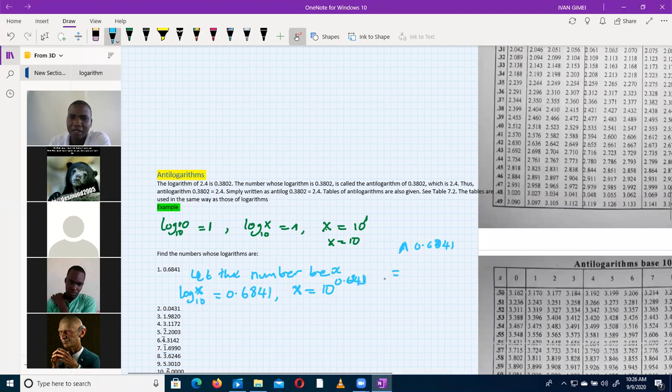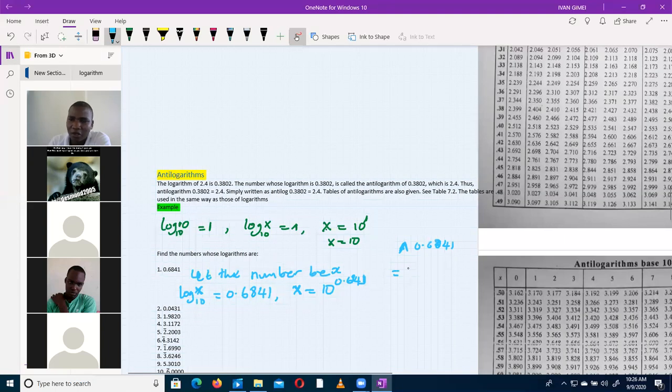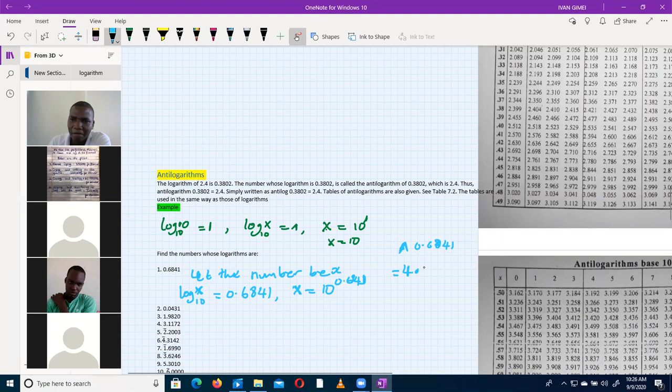Anyone with a calculator? Yes, Joseph? 4.8. Can you give me 4 decimal places? Is it exactly 4.8 or are there other values? Give me to 3 decimal places. 4.832. Now, let's see how we can find this from our table.